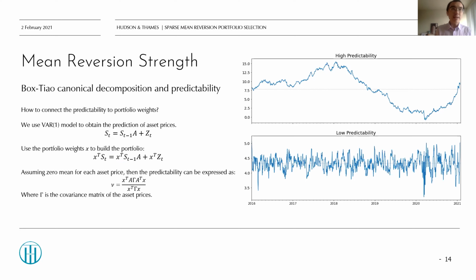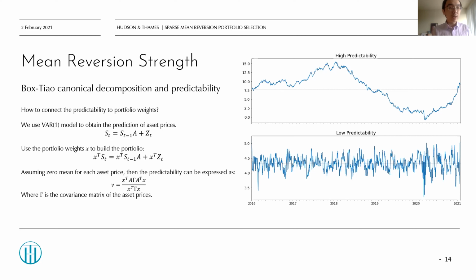So if we actually write out the vector autoregressive model, we can write this as the following equation. And then we can use the portfolio weights to build the portfolio using the multivariate asset price process. Here we assume zero mean for each asset price, and then the predictability can be expressed as this formula. Zero mean is very easy to achieve. In our implementation in ArbitrageLab for the sparse mean reversion portfolio selection, we always demean the asset prices first.